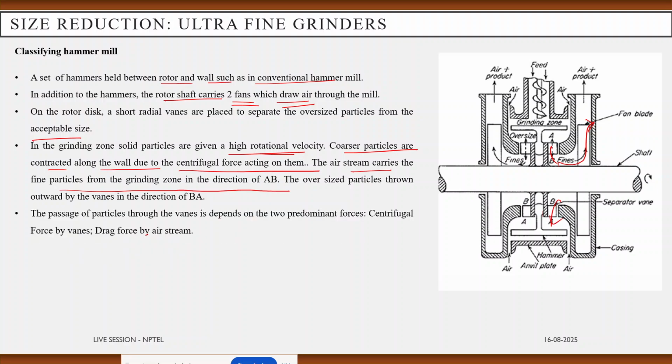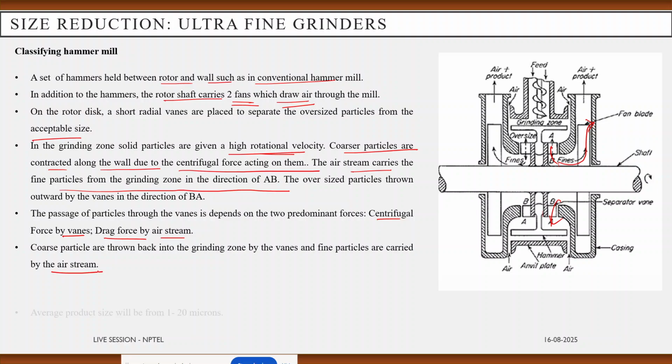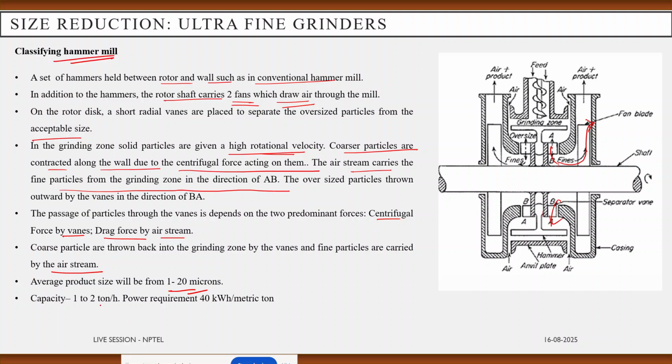The passage of particles through the vanes depends on two predominant forces, which are centrifugal force by the vanes and drag force by the air stream. So here the coarser particles are thrown back into the grinding zone by the vanes and fine particles are carried by the air stream. Average product size will be maintained here at 1 to 20 microns. Capacity of this dry grinding hammer mill is 1 to 2 tons per hour and power consumption is 40 kilowatt hours.